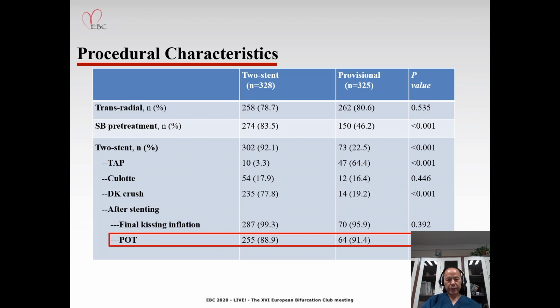Most of the procedures were performed through radial approach. Because of the very severely diseased side branch, in the provisional group, side branch pretreatment was required in 46% of the patients. In the two-stent group, DK crush technique was most popularly used in 77.8% of the patients compared to 17.9% of culotte stent technique. In the provisional group, the crossover rate from provisional with 1 stent to provisional with two stents was 22.5%, mostly used with TAP technique.